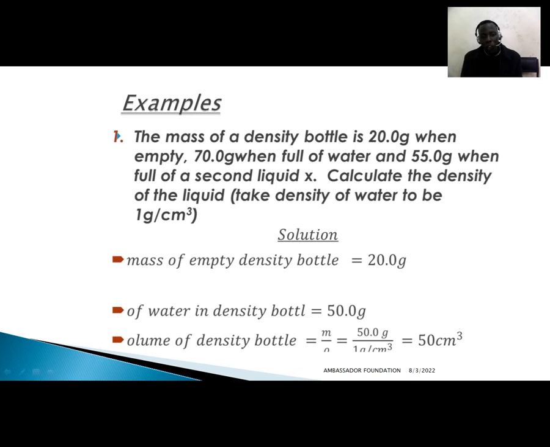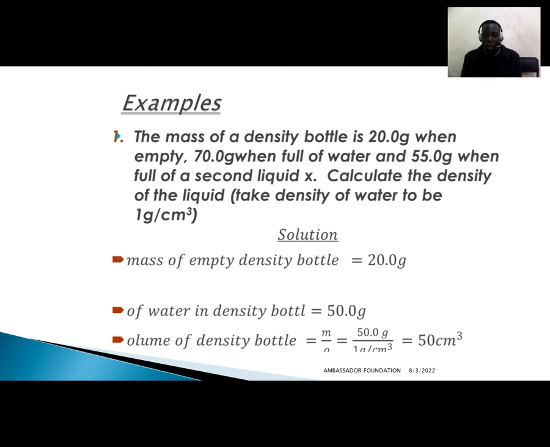The mass of a density bottle is 20 grams when empty. Each of these questions starts there. 20 grams when empty, 70 grams when full of water, and 55 grams when full of a second liquid X. The liquid X we don't know. Calculate the density of the liquid X. Take the density of water to be 1 gram per centimeter cubic.